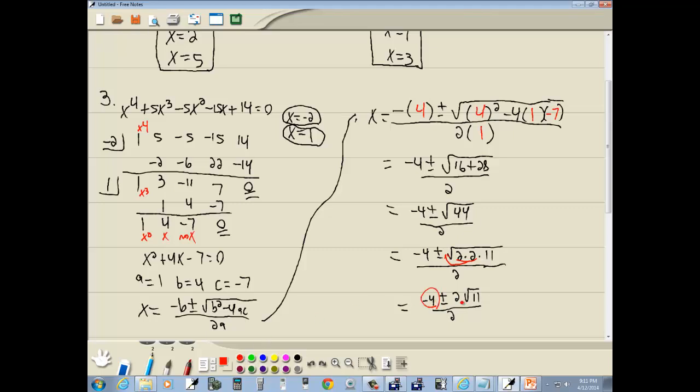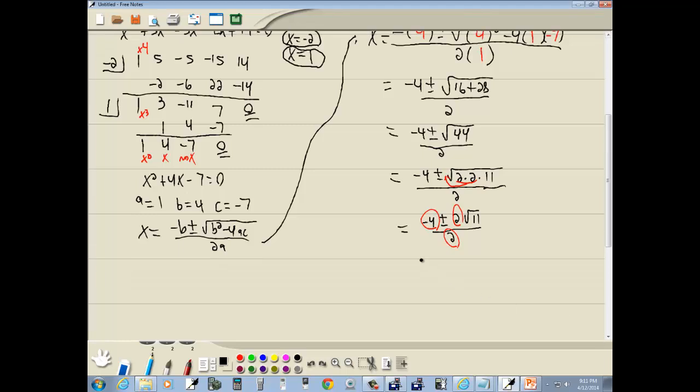Remember, if you can divide this number and this number by the same number, do so. Well, those are all divisible by 2. So that's going to give us negative 2 plus or minus 1 square root 11 over 1, or simply just negative 2 plus or minus square root 11.